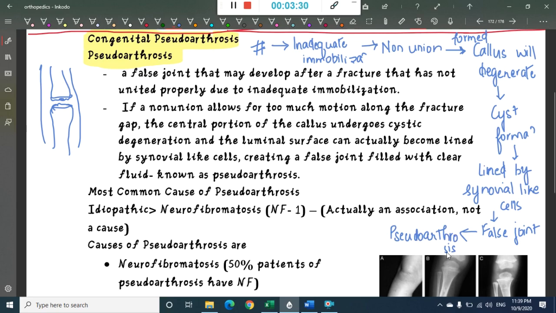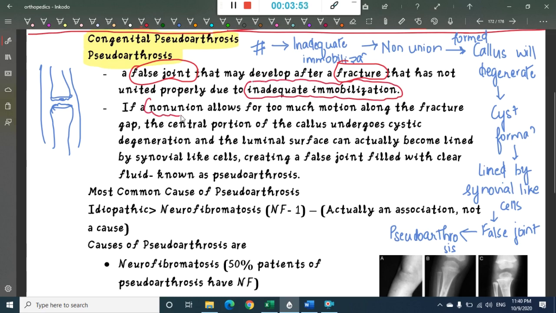So what is there in congenital pseudoarthrosis? Let's see the sentences here. This is the same process that is happening. Here you will have a false joint which is developed after a fracture that has not united properly due to inadequate immobilization. So these are the keywords. If you remember the keywords and make your own sentences, it's done.